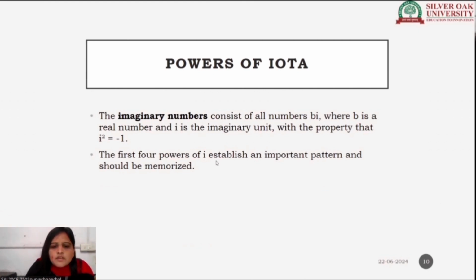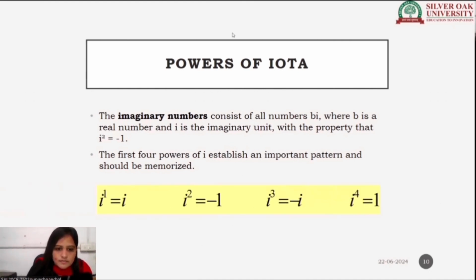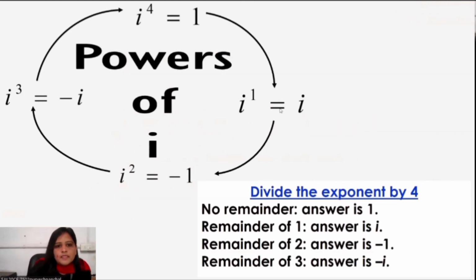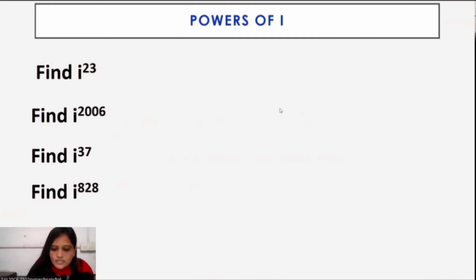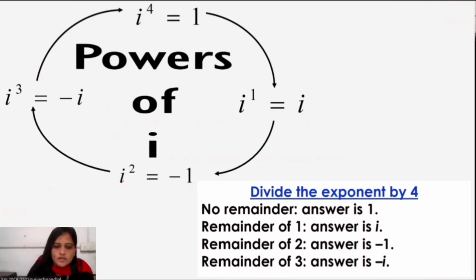The first four powers of i establish an important pattern and should be memorized. Here you can see i raised to 1 is i, i square is minus 1, i cube is minus i, and i raised to 4 is 1. If you want to find the powers of i, we divide the exponent by 4. If there is no remainder, the answer is 1. If the remainder is 1, the answer is i. If the remainder is 2, the answer is minus 1. If the remainder is 3, the answer is minus i.